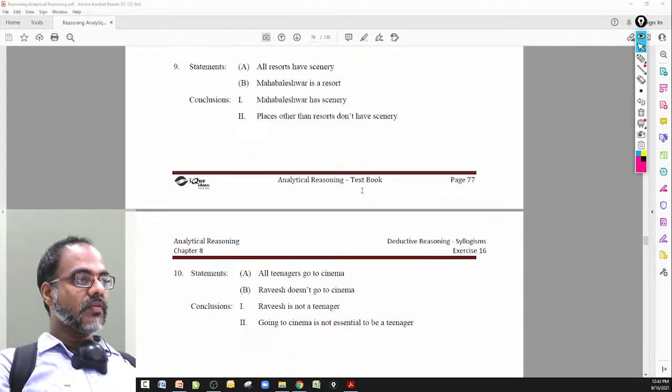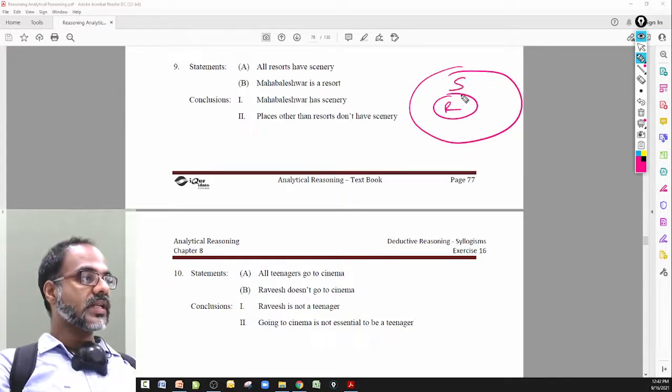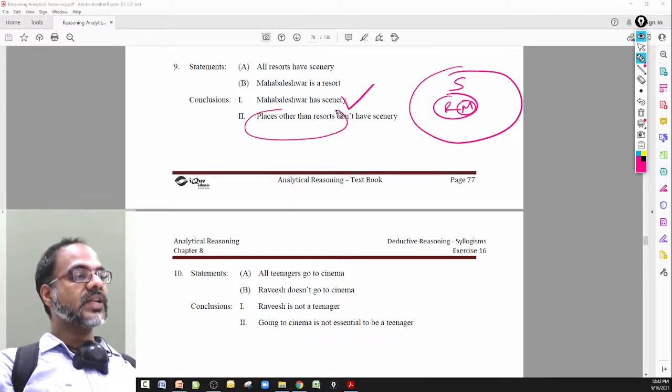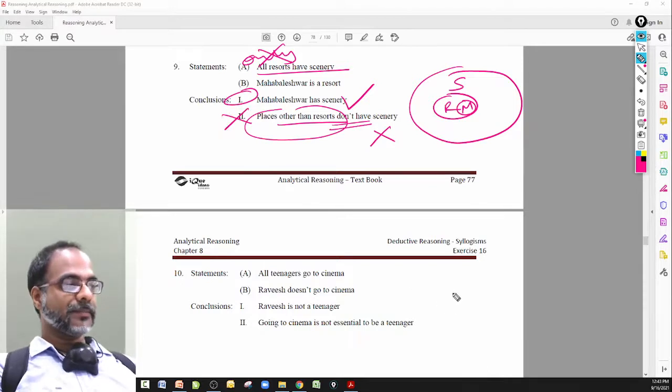The last couple of examples from this particular set. It says all resorts have scenery and Mahabaleshwar is a resort. So if Mahabaleshwar is a resort and every resort has scenery, then because Mahabaleshwar is a resort, Mahabaleshwar must have scenery. Now whether places other than resorts have or don't have scenery, I don't know, because it does not say that only resorts have scenery, right? So all resorts have scenery, but whether others have, I don't know. So only the first one can be concluded, not the second one.